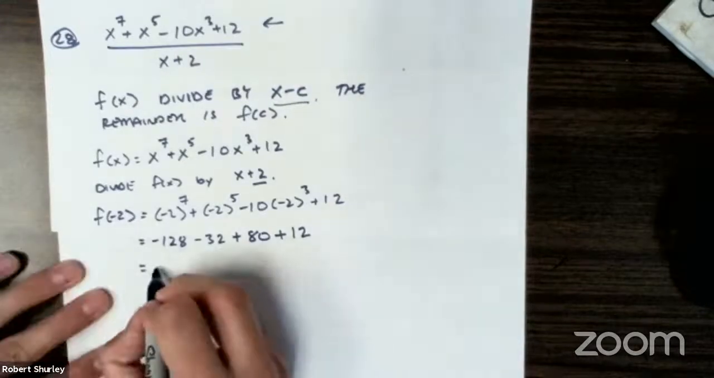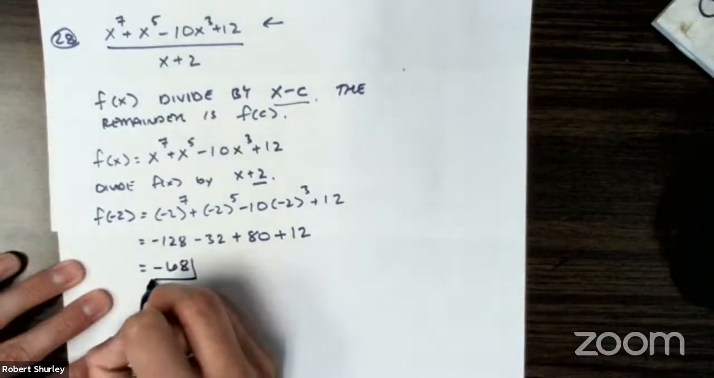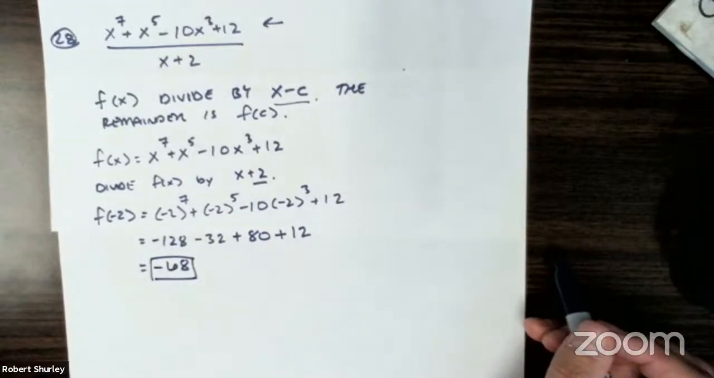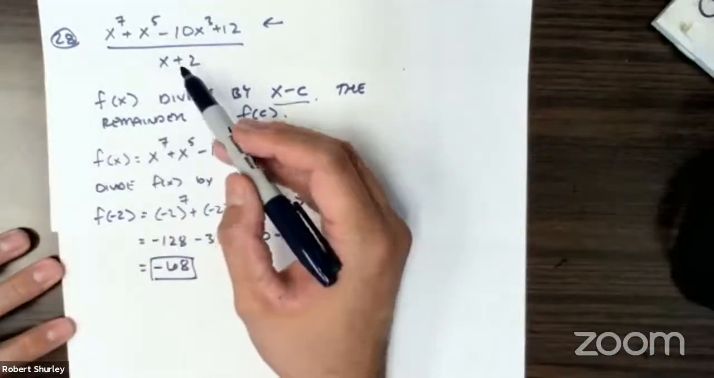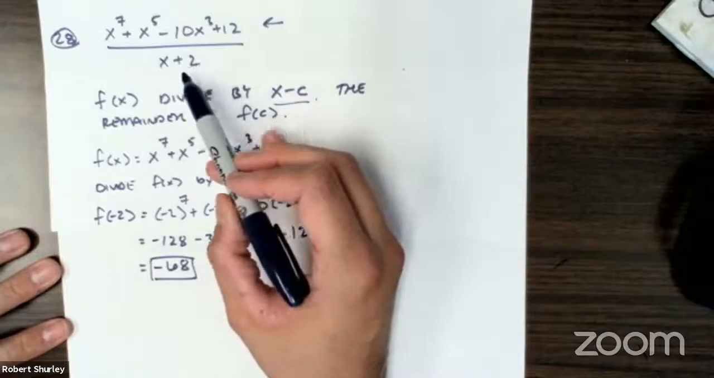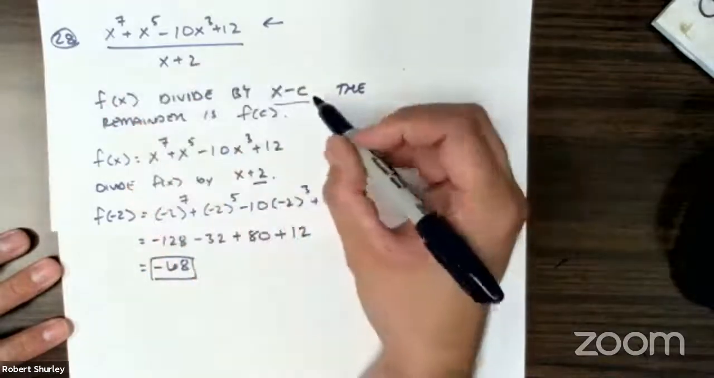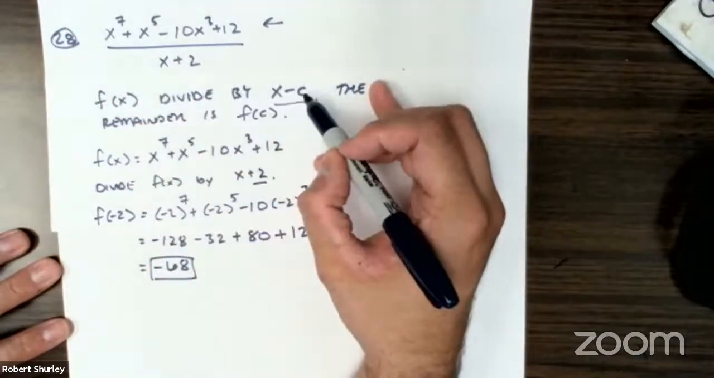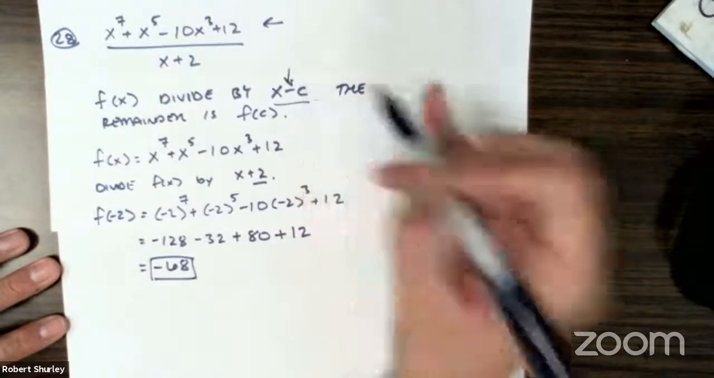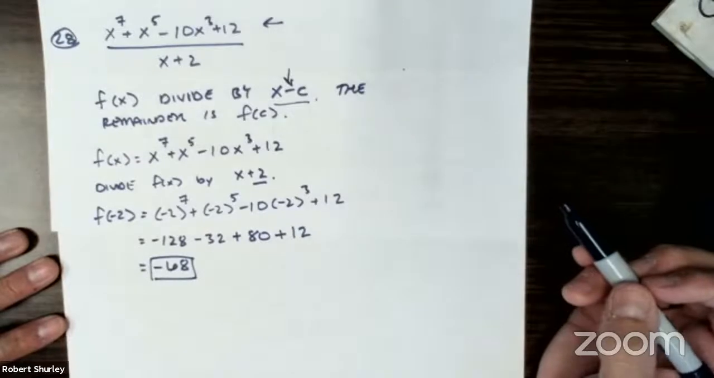Yep, negative 68. Could you just explain real quick how you got the negative 2 again if we were dividing f of x by x plus 2? Yeah, just like whenever we divided with synthetic division by x plus 2, we would write negative 2 up there. It's the same thing. When you divide by x minus c, that negative sign means you're changing the sign of the c. That's all it means.